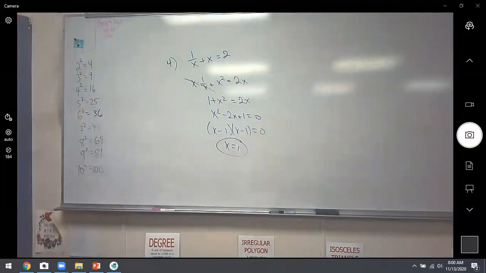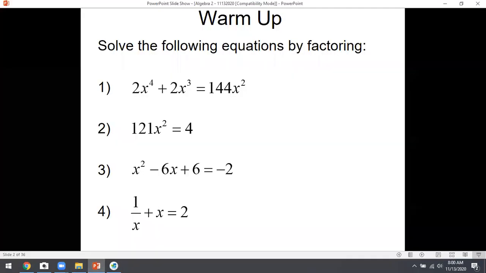What makes them 0? x minus 1 equals 0 implies that x equals 1. So the answer to this problem is 1. That makes sense. 1 over 1 plus 1, or excuse me, plus 1 is in fact 2.